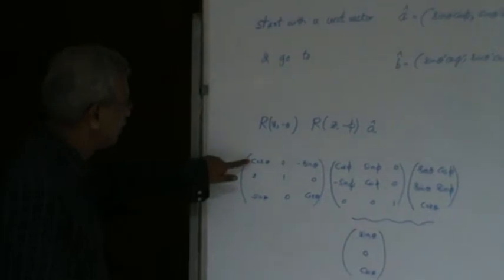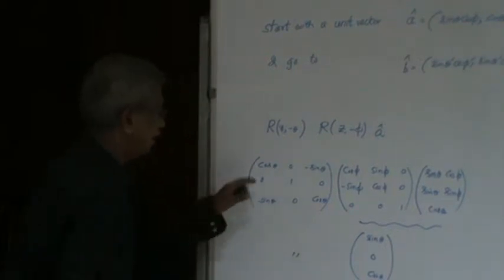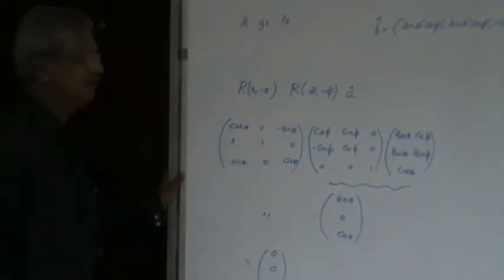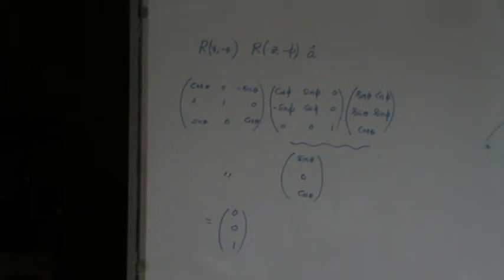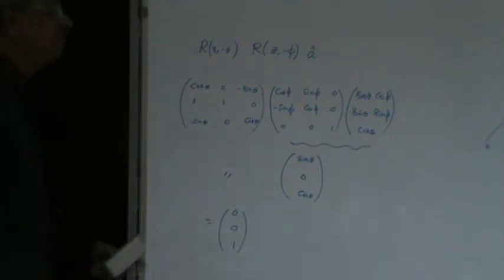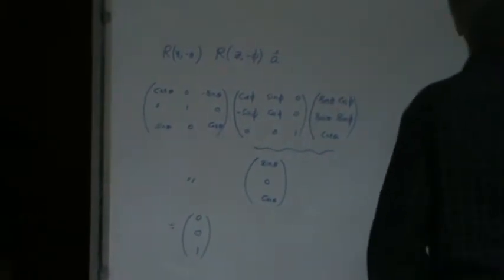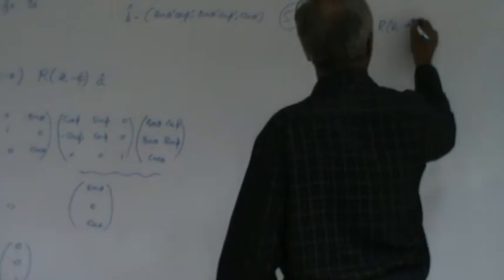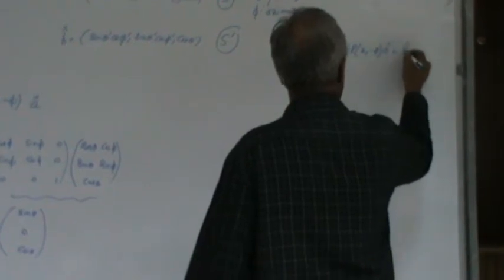So now we multiply this one: sin theta, cos theta, minus sin theta, cos theta. So this is 0. So you get 0, 0, 1. So after these two operations, whatever be the A, we have put it on the 0, 0, 1, the z axis. Let's write it over here. So R of y minus theta, R of z minus phi, acting on the unit vector here. So keep in mind the picture.